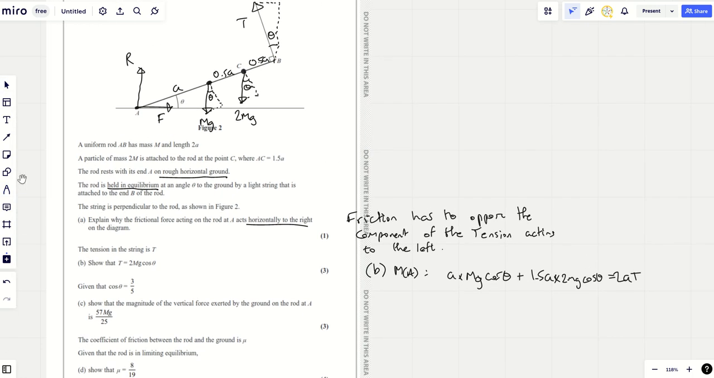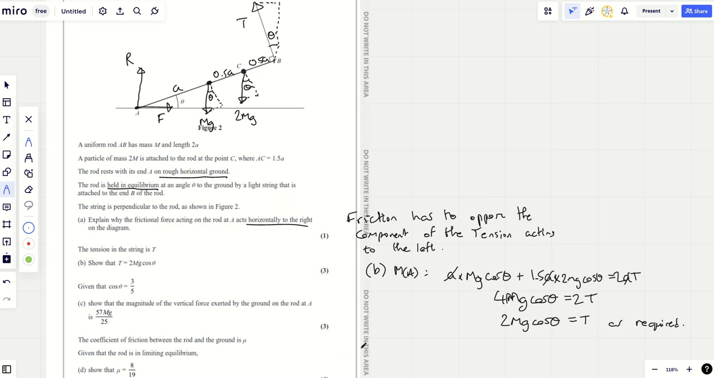Okay, so once we've got that, cross out all the A's, because there's loads of A's which we can just get rid of straight away. An mg cos theta plus a 3mg cos theta, well that's a 4mg cos theta, equals 2T, and therefore 2mg cos theta equals T as required. Cool, so that wasn't too bad.